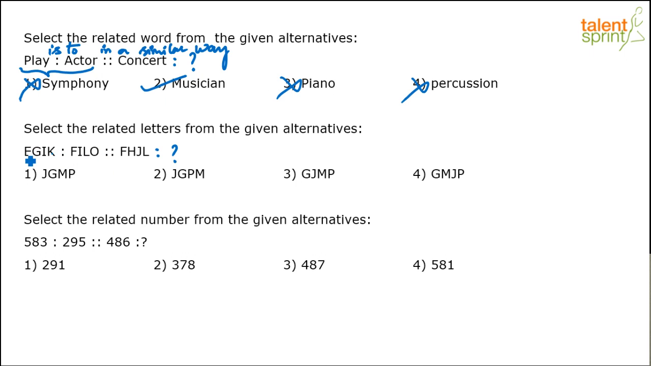KLMNO. So what I understand is between E and F there are 0 letters. Between G and I there is 1 letter. Between I and L there are 2 letters. Between K and O there are 3 letters. So if you are good at identifying the logic this way, if you have practiced enough questions, then you do not put the numbers. You can easily find out the answer.